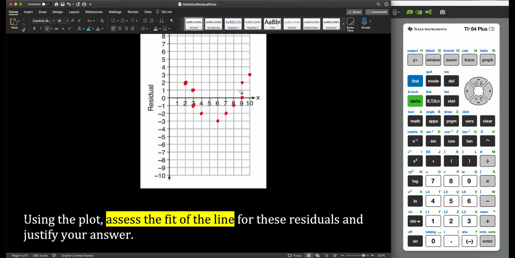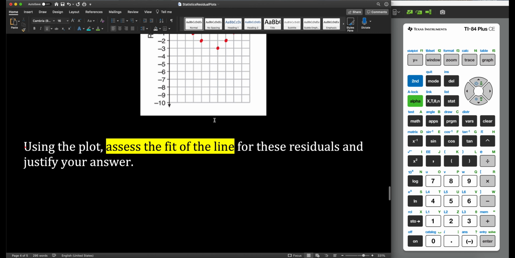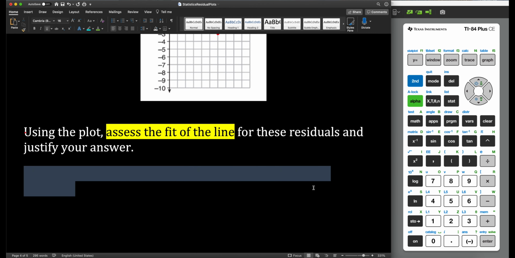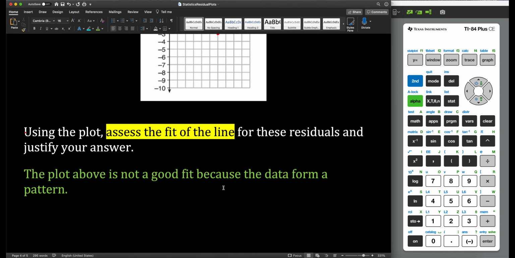Well, what did we learn about good fits and not a good fits? I see a pattern here, right? If I were to draw a line through this, it would look like a quadratic function. Also, far away from x, far away from x, far away from x. Not all these plots are close to the x-axis. Therefore, we know the plot above is not a good fit because the data form a pattern.